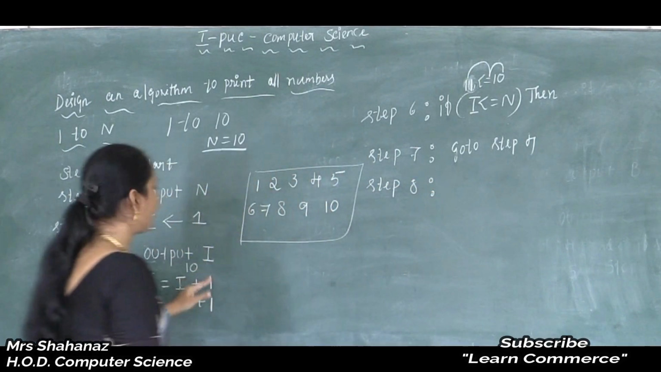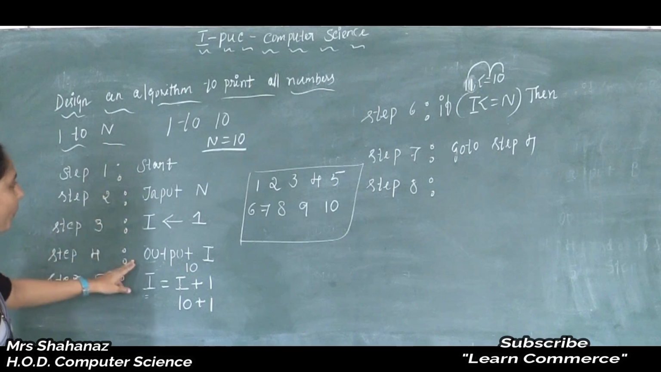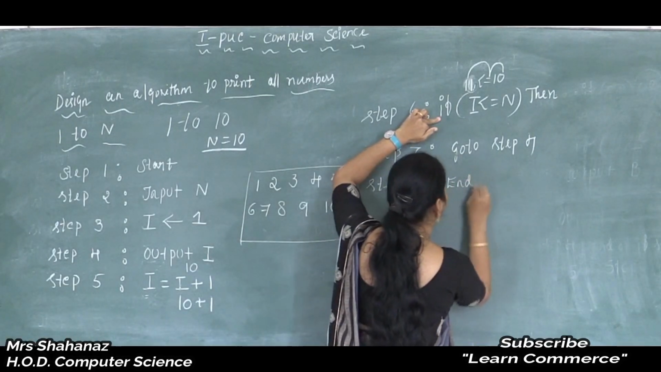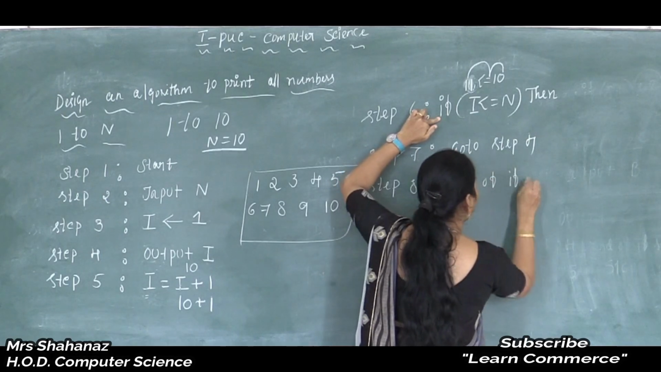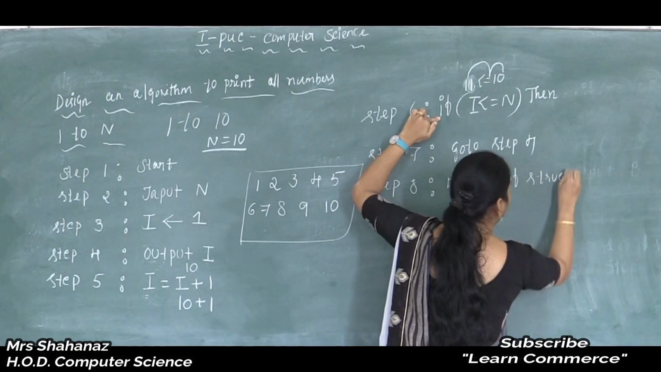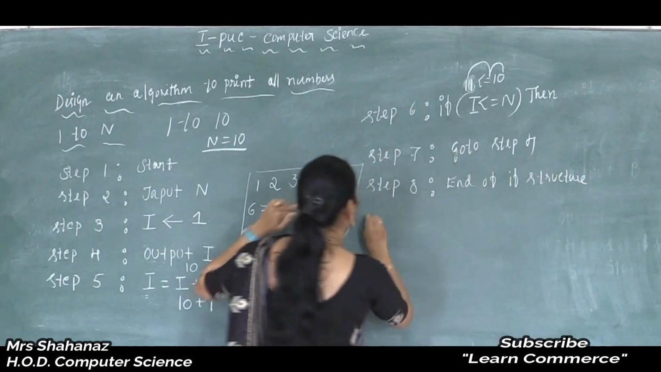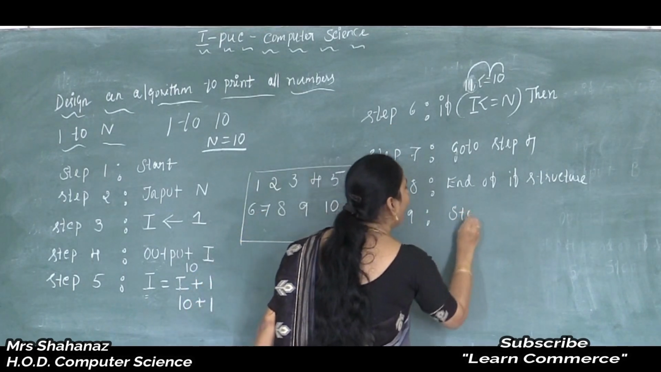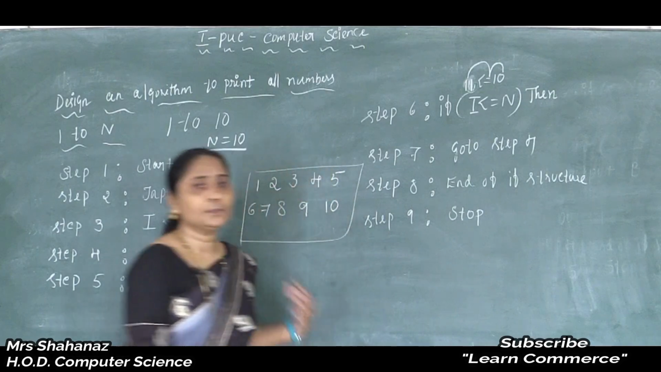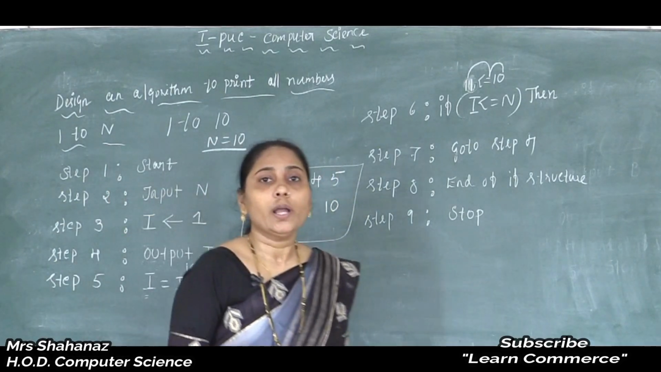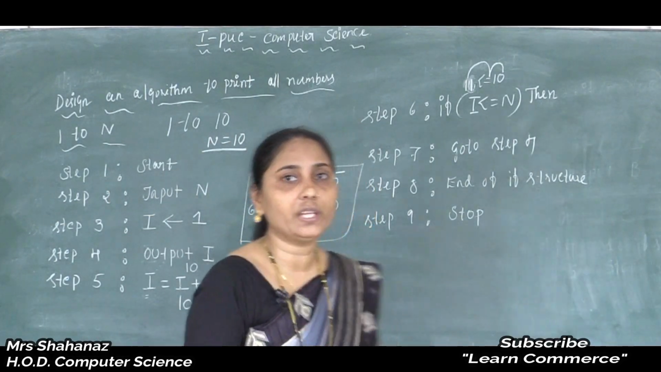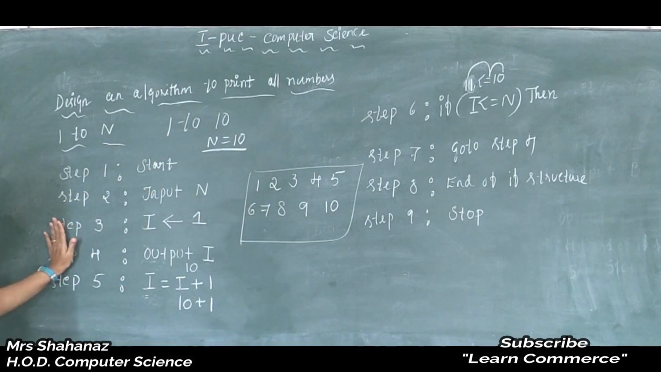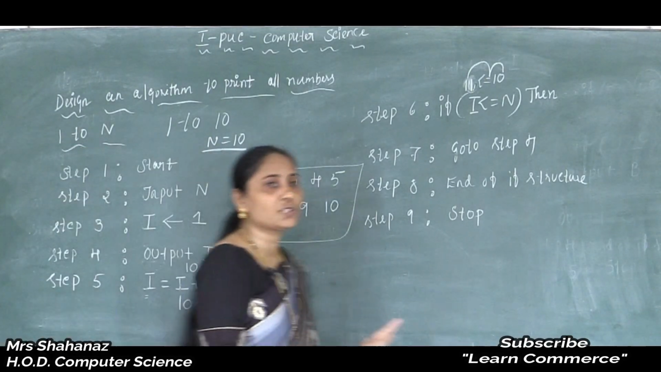Clear? This is step 8, because we already opened the if condition and we just need to close such if condition. So end of if structure, and lastly we can write the last step, that is the stop. So these are some points about the algorithm. So now it is clear how to write the algorithm, how to print from 1 to 10.